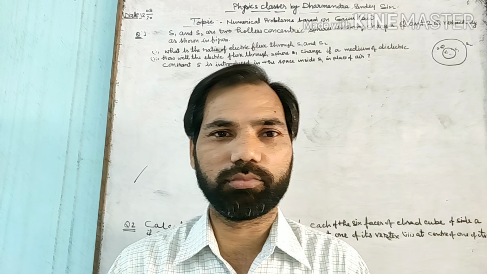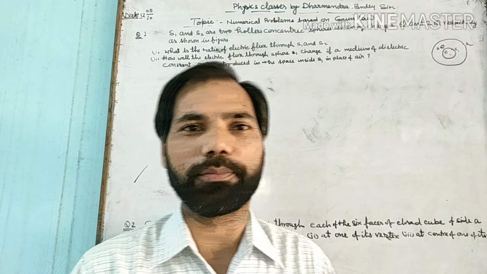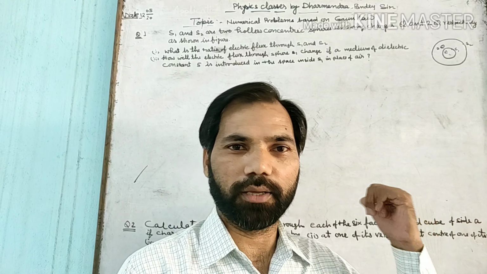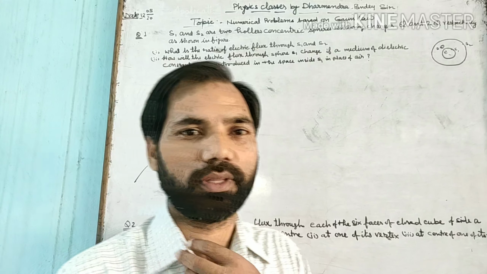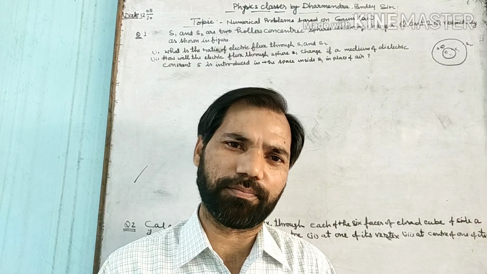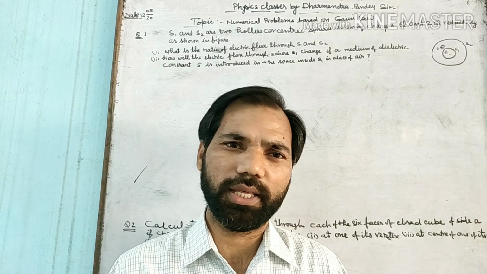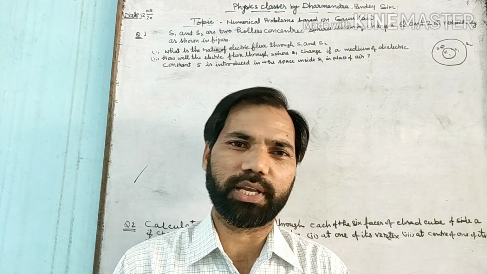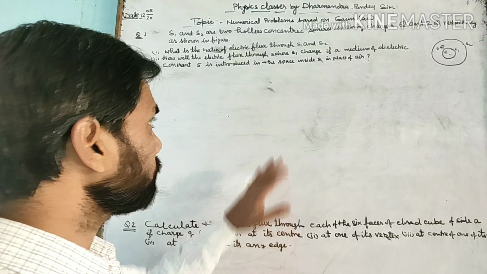And in today's lecture, I am going to solve some problems which are based on Gauss law. Here we have written two numerical problems. Let me solve them one by one. As you know, in Gauss law, the total flux passing through any closed surface is equal to Q upon epsilon 0. Q is the charge enclosed inside the surface.